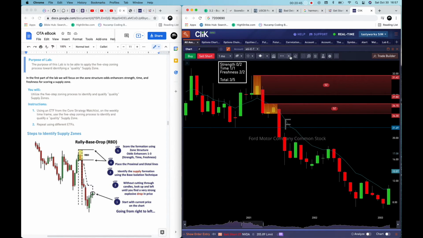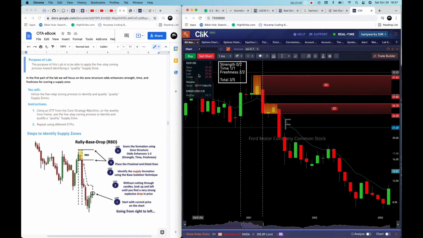So we can place a vertical line on our leg in candle and place a vertical line on our leg out candle for this top supply zone. And that will isolate our base so that we can place our proximal and distal line. Now, in order to do that, this was a little bit tricky.